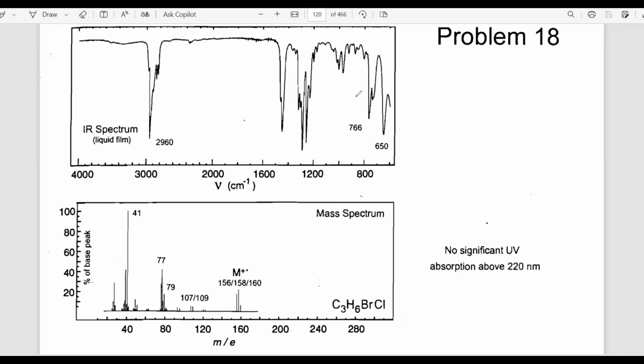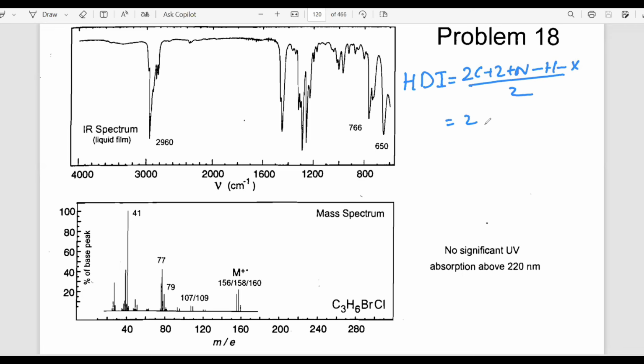Let's discuss another important spectrum, spectrum number 18. So look at the IR and mass spectrum of this compound. The molecular formula is given. So first of all, let's find out the hydrogen deficiency index, HDI, or degree of unsaturation. The formula is (2C plus 2 plus number of nitrogen atoms minus hydrogen minus halogen) divided by 2.